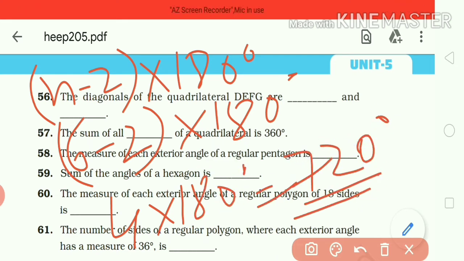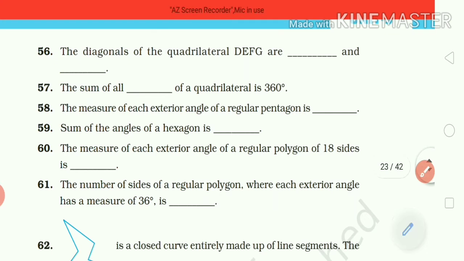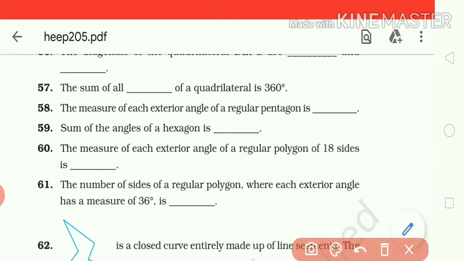So 720 is the sum of interior angles in the hexagon, and the sum of exterior angles is 360 degrees, right? You will be told which type of sum of angles you are asked. It is not mentioned here, so maybe it is the sum of interior angles. Come to question number 60.